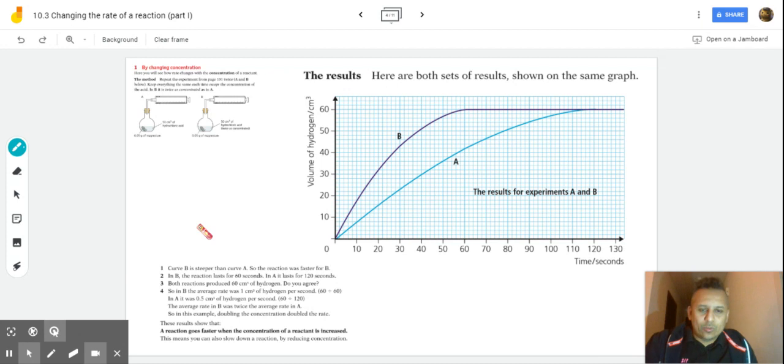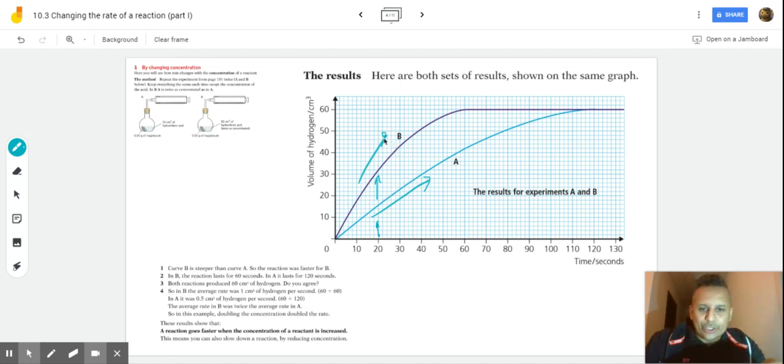Now, what does this mean? Well, if the rate of reaction is lower in A at that point in time, compared to the 20-second point in experiment B, that means that A was producing less gas at that moment in time, in those time intervals, compared to experiment B in that time interval as well. So the reaction in A was actually much slower than the reaction in B.